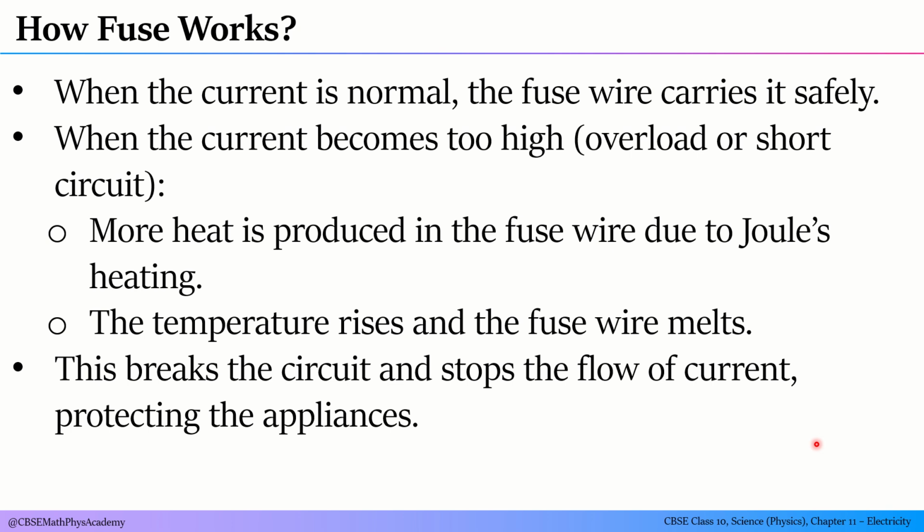When the current is normal, the fuse wire carries the current safely. When the current increases, like we saw in the equation, it is I square R T. When I goes from 2 amperes to 3 amperes, the heat increases by the square of the value. So when the current is very high, due to overload or short circuit, more heat is produced in the fuse wire. The fuse wire becomes more heated and its temperature rises. Since the wire is made up of a low melting point alloy, the fuse wire melts immediately. Because the fuse wire melts, the circuit is broken. There is no flow of current beyond the fuse and your equipment is protected.